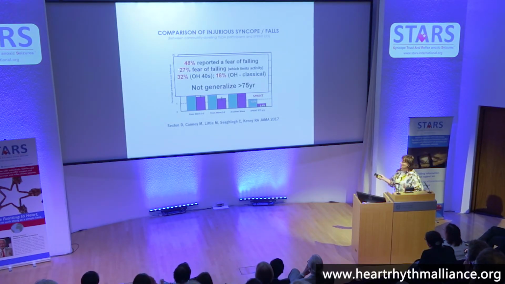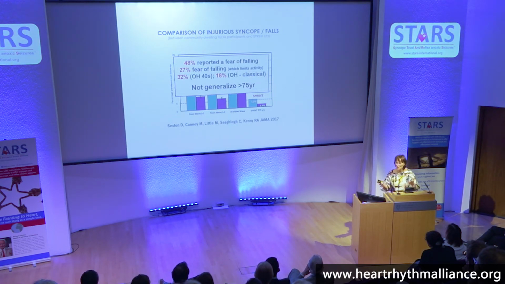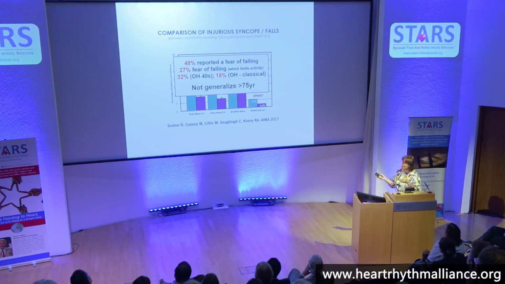But just to say, also in that sample, this is the sample who the SPRINT criteria are being recommended to be more aggressively treated. 48% reported a fear of falling. 27% had falling which was limiting their activities. And I'm thinking, as any of you who are dealing with these patients would be, maybe slightly hesitant about aggressively reducing blood pressure. A third had orthostatic hypotension at 40 seconds, which we know is a cutoff for significant OH. And 18% had orthostatic hypotension using the same methodologies as with SPRINT.